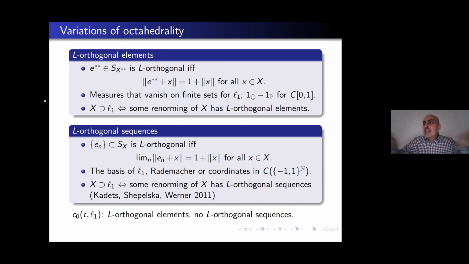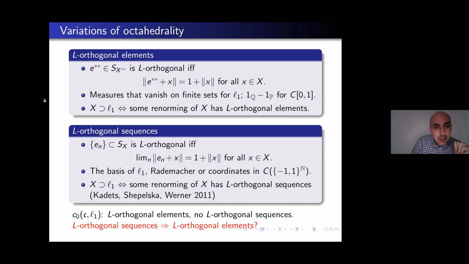However, if I pose the converse implication, if I wonder whether, if I have an L-orthogonal sequence, can I get an L-orthogonal element? This becomes a more delicate question, and that's what I'm going to discuss. So let me just keep the most essential information from previous slides. I have this question: if I have a space with L-orthogonal sequences, do I have L-orthogonal elements?